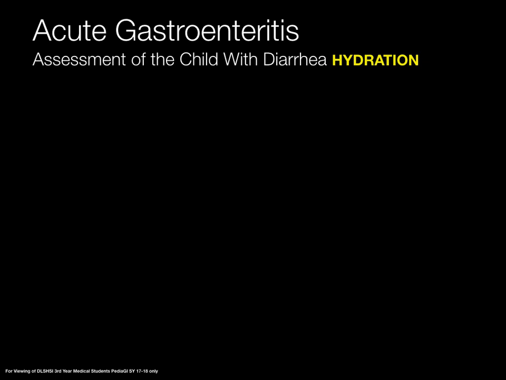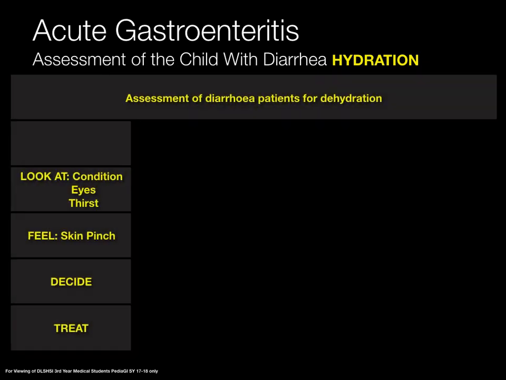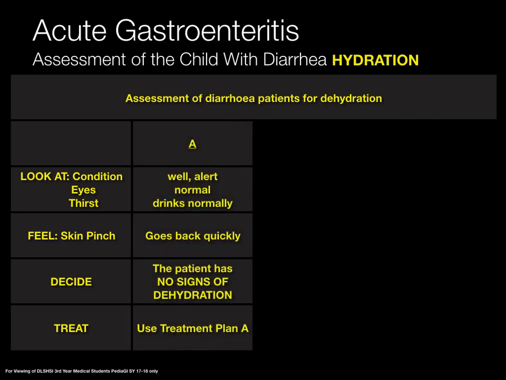According to WHO standards, assessment of diarrhea patients for dehydration looks at condition, the eyes, thirst, and feel for the skin pinch, then decide on what level of hydration or dehydration the patient has, and then treat accordingly. For treatment plan A, the child is well, alert, and normal and drinks normally. The skin pinch goes back quickly. Then decide if the patient has no signs of dehydration, and treat using treatment plan A.